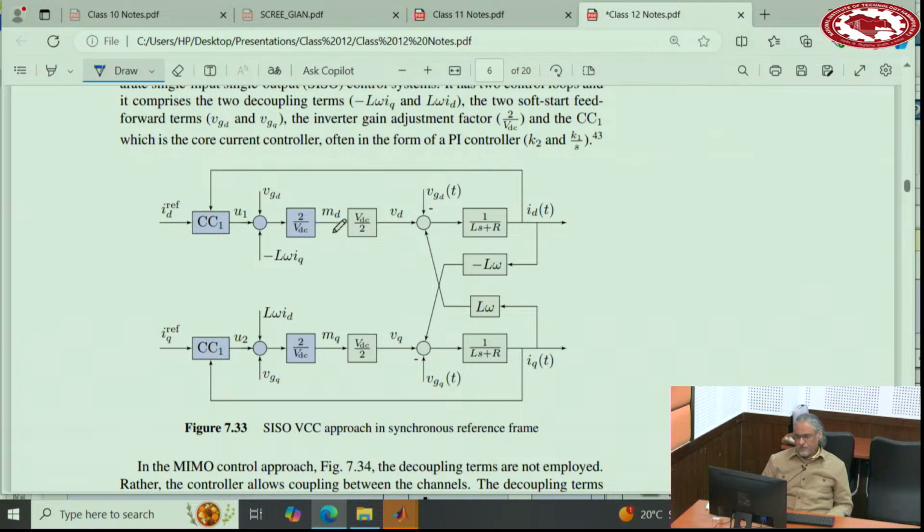What does it say? Again, these are the blocks of the plant, or the inverter, right? And this is the controller.